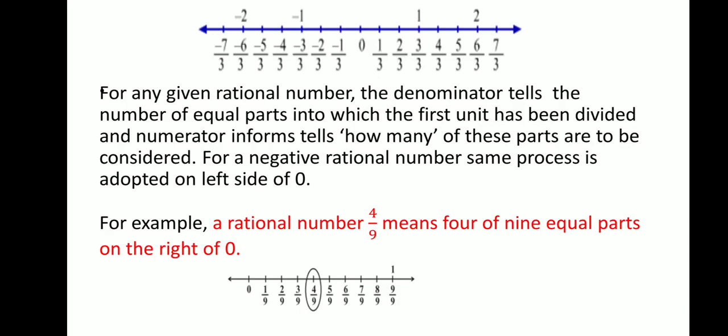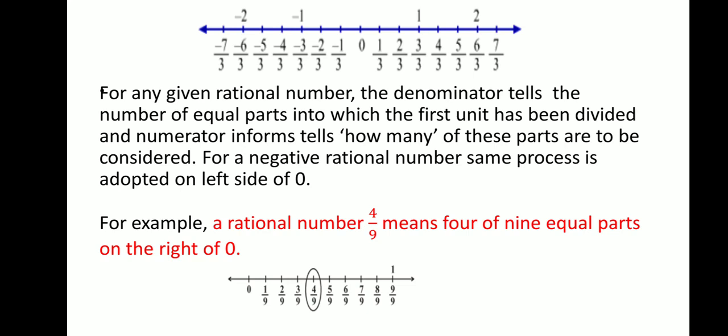And if we have a look at the negative side of 0, or the left hand side of 0, then between 0 and minus 1, the rational numbers are minus 1 over 3 and minus 2 over 3. Between minus 1 and minus 2, the rational numbers are minus 4 over 3 and minus 5 over 3. Likewise, in between any two units on a number line, we can find indefinitely many rational numbers. I hope this concept is clear to you. Now, using this concept, we will be representing rational numbers on the number line.